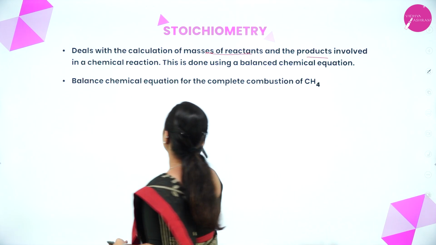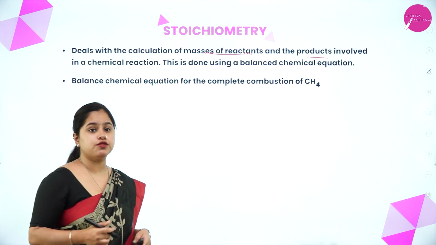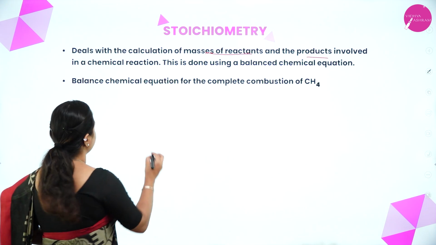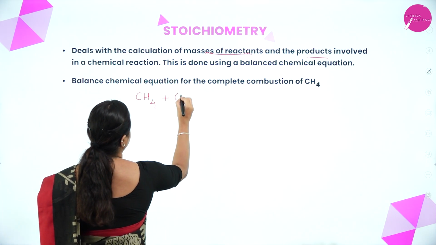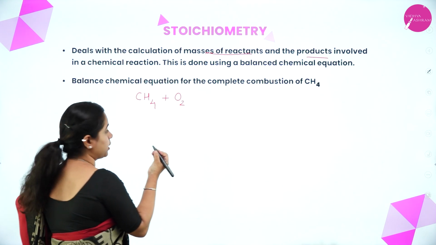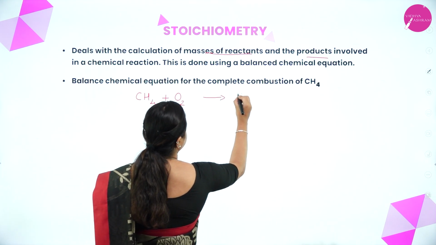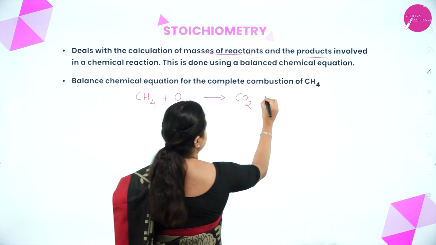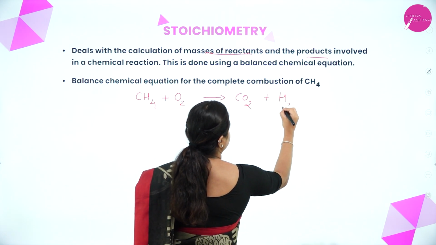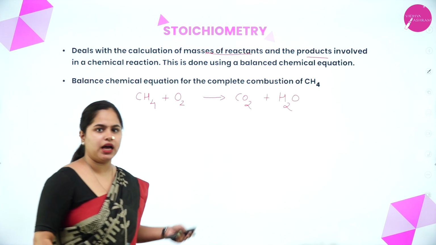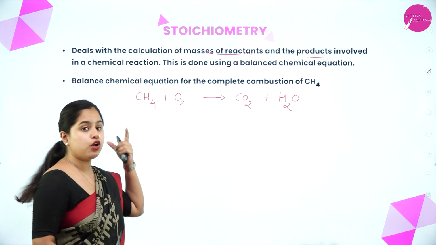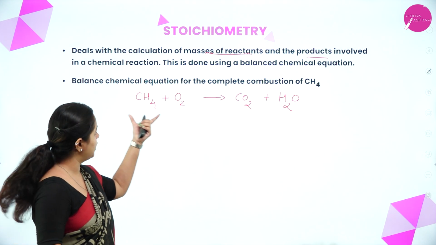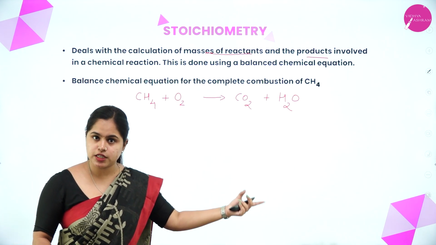We are going to balance the chemical equation for the complete combustion of methane. So what is the equation? Methane reacts with oxygen. A combustion reaction is taking place. It gives CO2 and water. Now, is this a balanced chemical equation? So how do you balance a chemical equation? The number of atoms of each element must be equal on the reactant side as well as the product side, right?